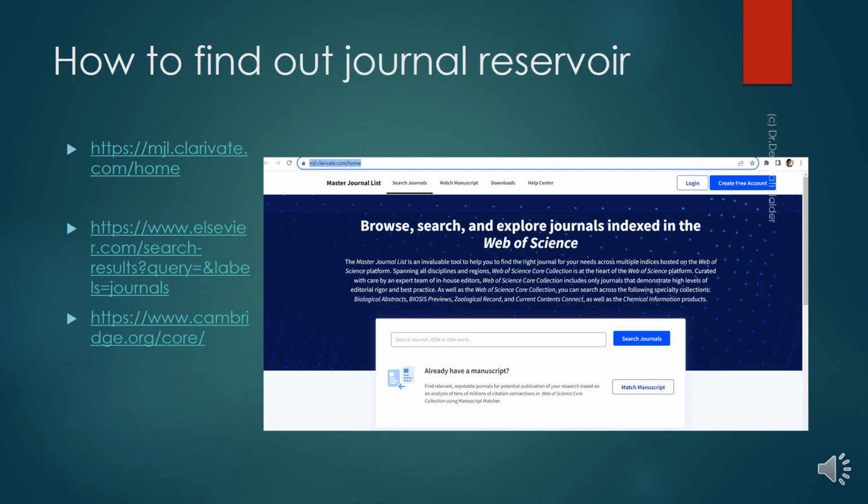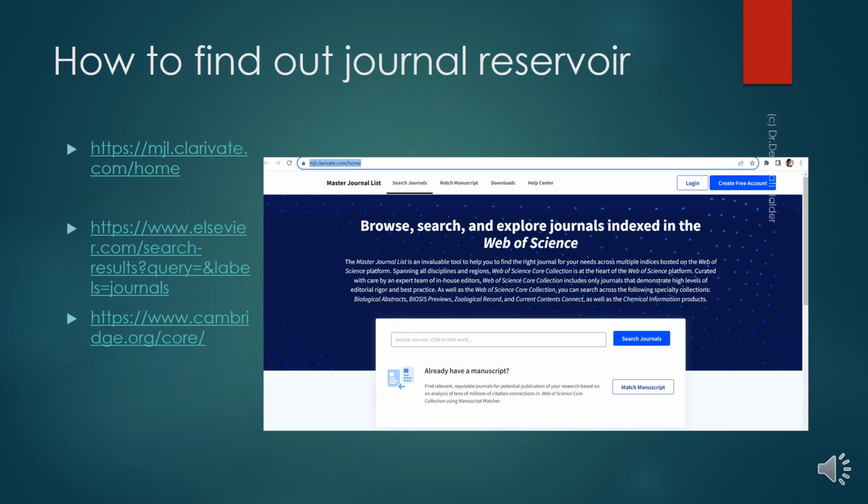If you go to this link, that is https://mjl.clarivate.com/home, you will be taken to some journal reservoirs. Further, you'll also see journal reservoirs for Web of Science or for Scopus or for Cambridge.org/core or even for Oxford.org/core, etc. These are basically called Cambridge Core journals or Oxford Core journals.